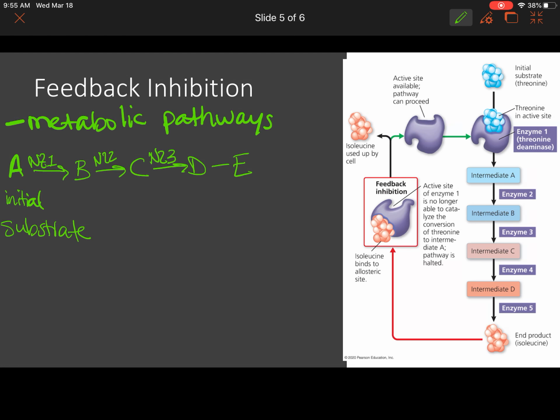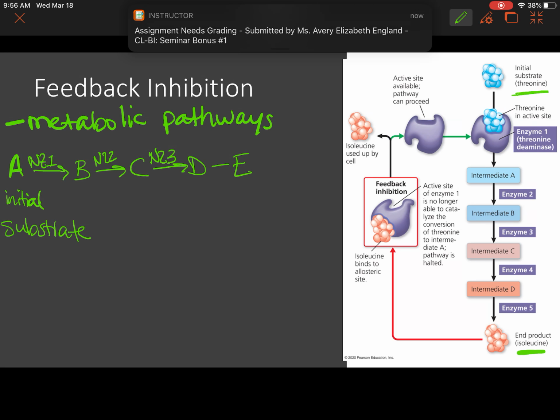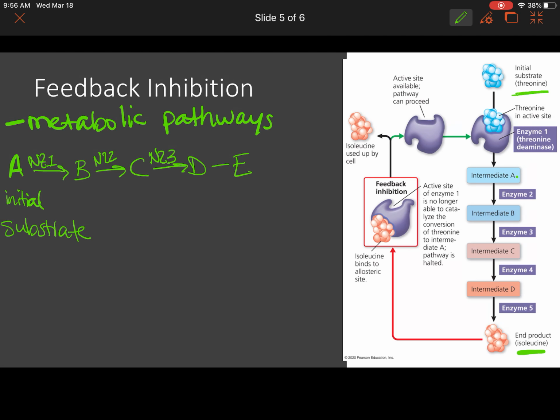Okay, so in our figure over here, we're looking at making a couple of different amino acids. In this case, we're talking about creating isoleucine, which is one of the amino acids. The initial substrate is another amino acid, threonine. Okay, so threonine is the substrate. It binds in the enzyme's active site. Okay, intermediate A is created. Enzyme 2 converts A into B. Enzyme 3 converts B into C. Enzyme 4 converts C into D. And enzyme 5 converts D into isoleucine.